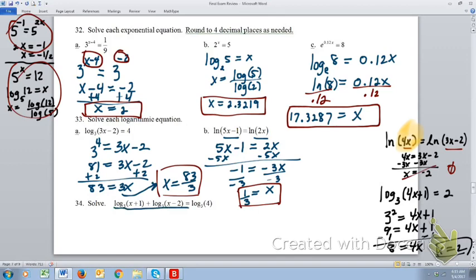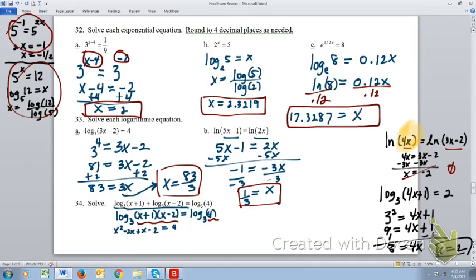Let's go ahead and look at number 34. So notice on the left side you have 2 logs, and so we're actually going to need to combine those together using the product rule. Since we have a sum of logs, we can write this as the log of a product, and on the other side we just rewrite it. So here we do have log equals log, so we can set our inner parts equal.